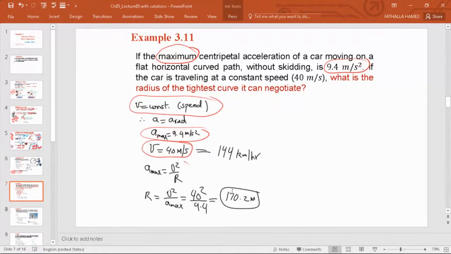So you know that a is equal to v squared over r. So your r will be equal to v squared over a, which is 40 squared over 9.4. And it will give you 170.2 meters.